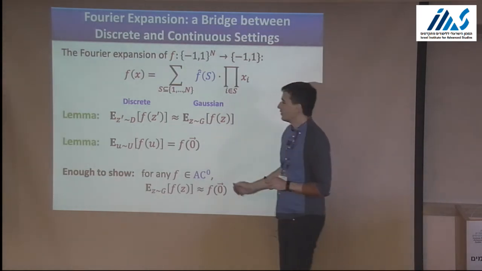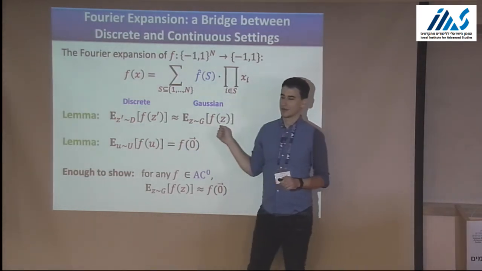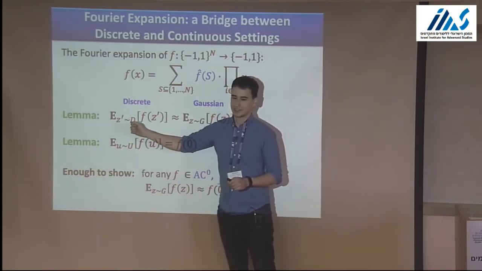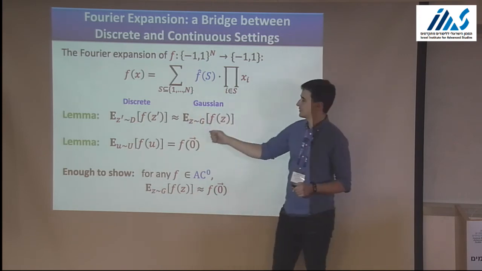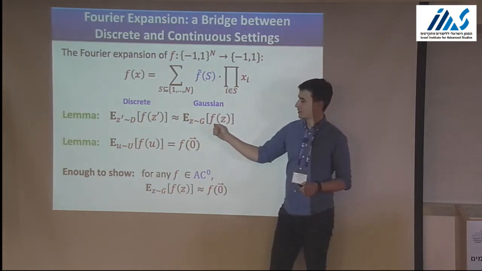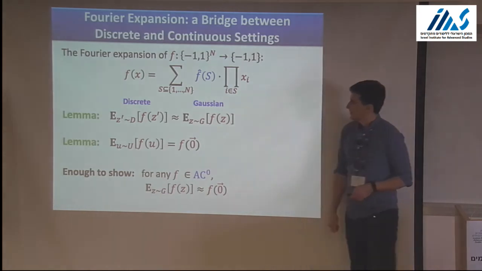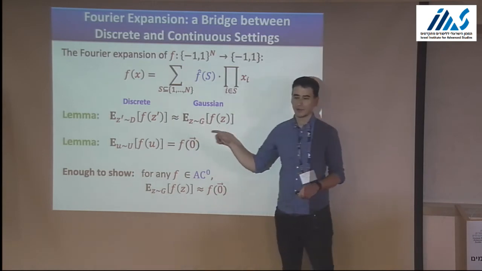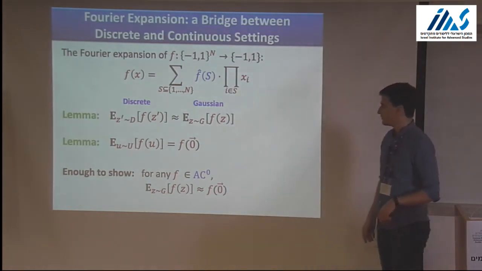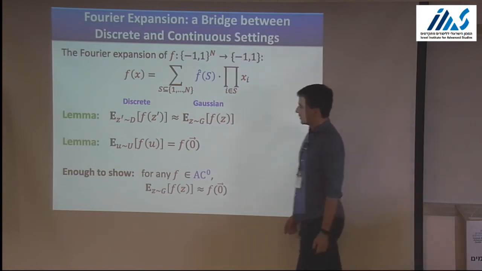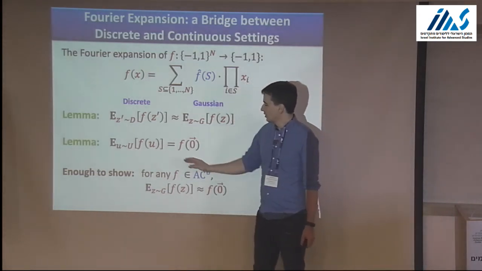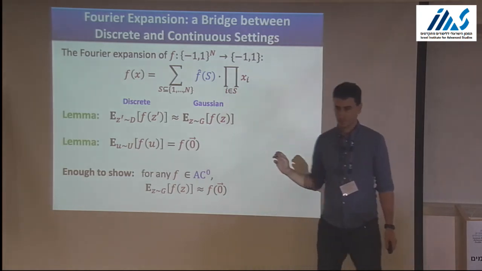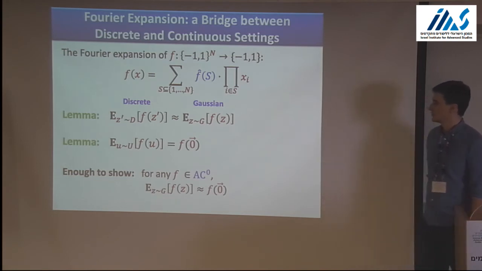It allows me to go between the discrete setting and the Gaussian setting. If f is a multilinear polynomial, I can show that the expectation under this randomized rounding is the same as the expectation under the Gaussian distribution. This is not exactly equality because I have this probability of abort, but that's the only thing that could go wrong. And similarly, the expectation under the uniform distribution is the same as the value of the multilinear extension on the all zeros vector. This is also in the problem set.